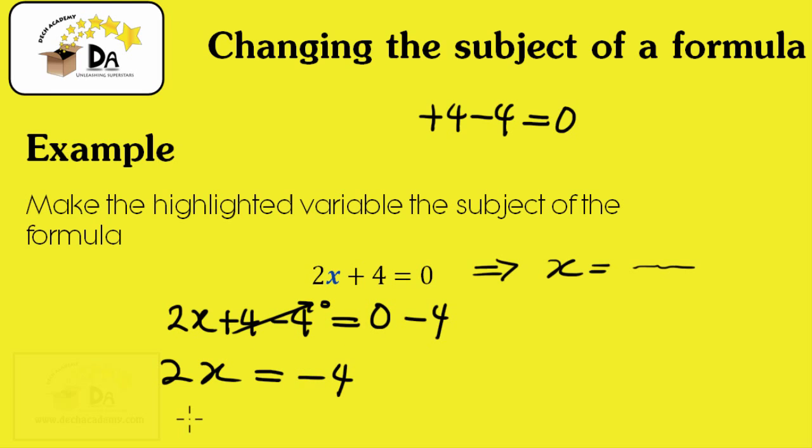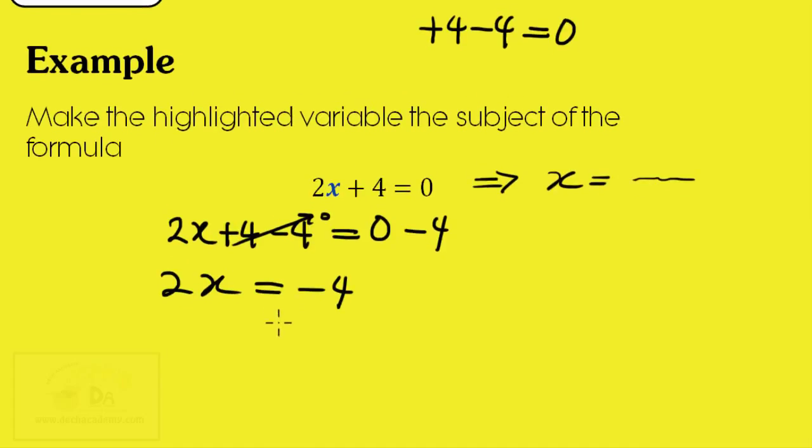Cancels out. But we have 2x on the left hand side, and we only want x. We want an equation of this form, x equals something. So if you remember, one of the operations that you can carry out on the left hand side of an equation is division by a number.